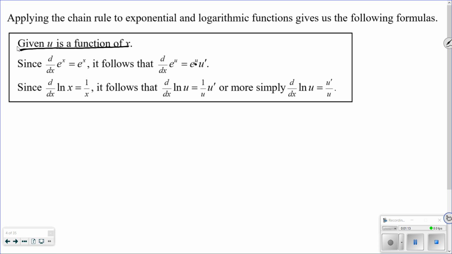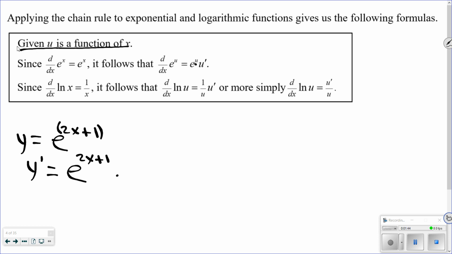Let me show you a couple of examples. If I had e to the 2x plus 1, and I wanted to find the derivative, y prime. Now I don't just have an x up there, I have a function of x. This is my inside. Sometimes it helps to put parentheses around that. The 2x plus 1 is the inside function, and the e to the power is the outside function. When I take the derivative of the outside, it just stays the same, still e to the 2x plus 1. But I have to multiply it by the derivative of the inside. The derivative of 2x plus 1 is 2. So y prime equals 2e to the 2x plus 1.